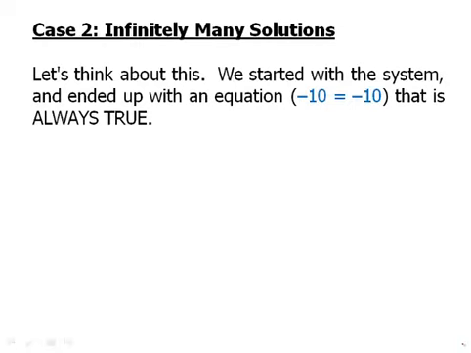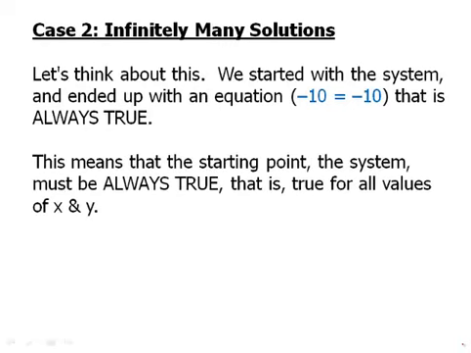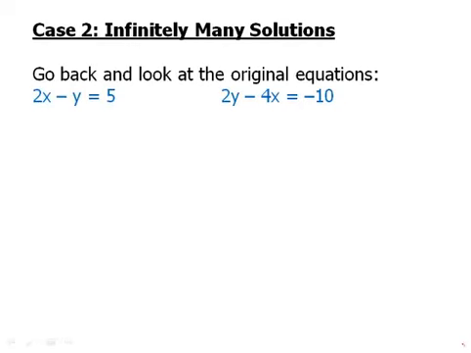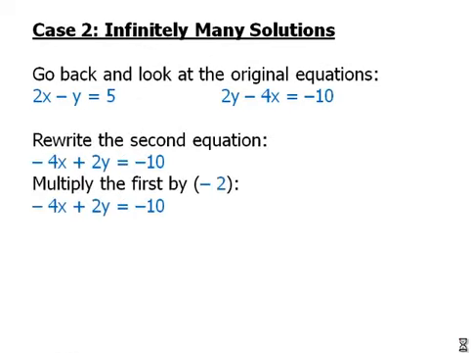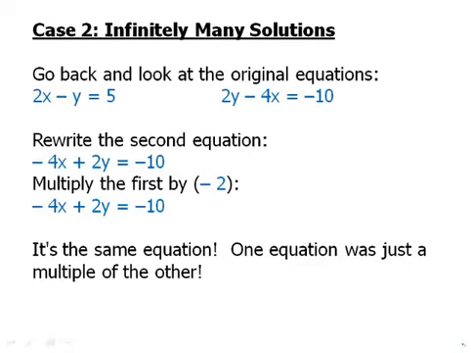Well, that means if we wind up with something that's always true, we must have started with something that was always true. It means at the starting point, the system must be true for all values of x and y. No matter what we make the values of x and y, we will have a true system. How did this happen? Let's go back and look at the original equations. Rewrite the second equation. We'll just put the x first. Now multiply the first equation by negative 2, and lo and behold, it's the same equation. One equation is just a multiple of the other. So it's really just two copies of the same equation.